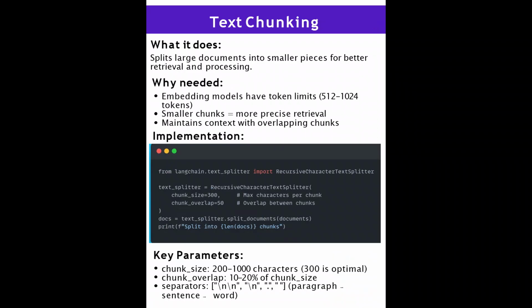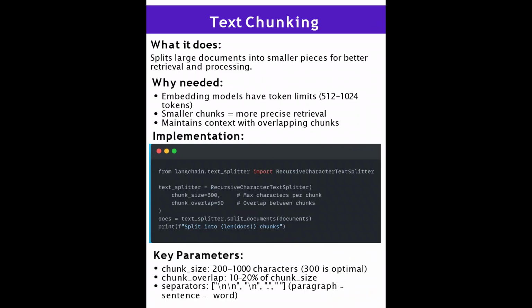Text chunking. What does it do? It splits large documents into smaller pieces for better retrieval and processing. Why is it needed? Embedding models have token limits, 500 to 1024 tokens. You can also increase it, but it is more costly, so we have used the default, which is a standard format. Small chunks give more precise retrieval. Maintain context with overlapping chunks.